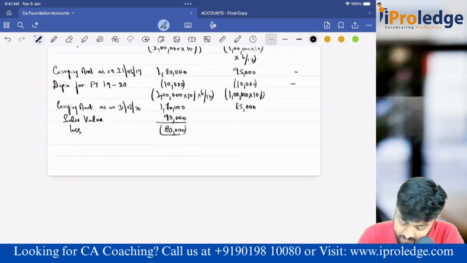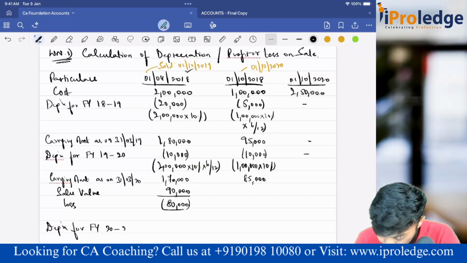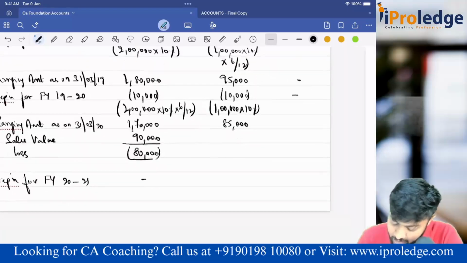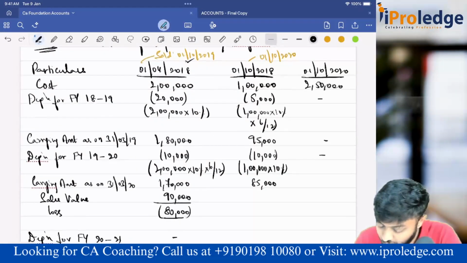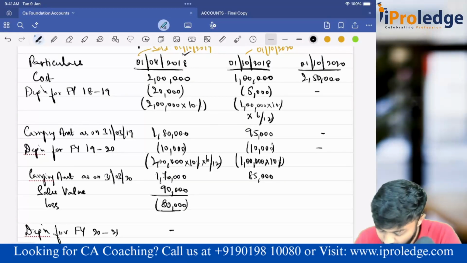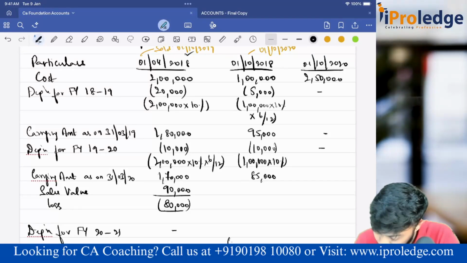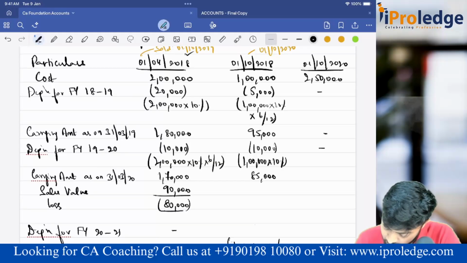Okay. Next, depreciation for FY 2020. Now if you see, this is nothing because it's already sold off. This machinery is sold on 1st October 2020. That means in year 2021 it has been used for only 6 months. That is April, May, June, July, August, September. So here depreciation is 1 lakh 10% into 6 by 12. So it comes to 5,000 rupees.